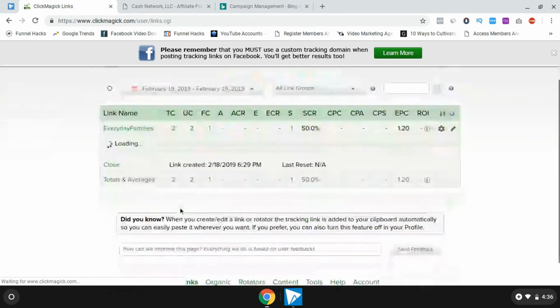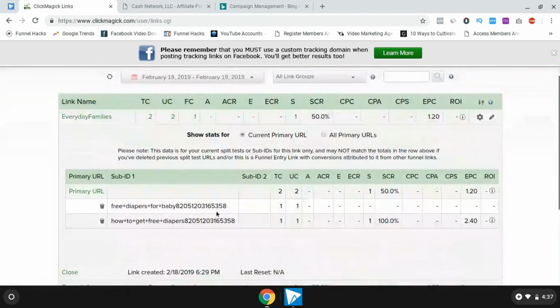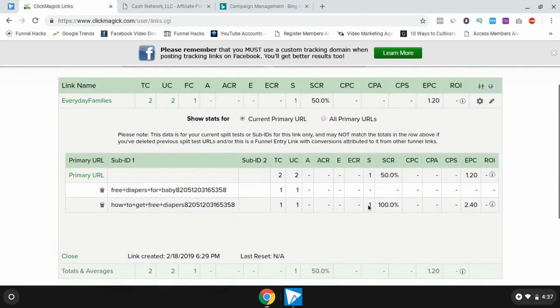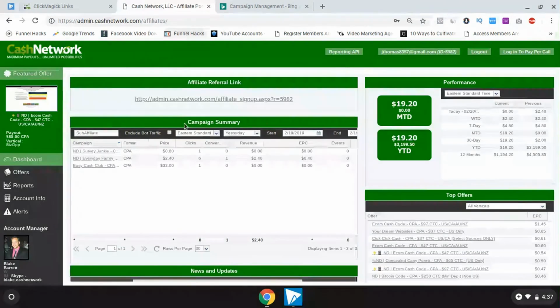Let's see which keyword got us the sale or commission or whatever. As you can see, how to get free diapers. We only tested 1 ad because I think on my second ad there was an error when I was setting it up, so I didn't get to split test it. But whatever, man. We got a conversion. Let's go over and check it out on Cash Network. Make sure it checks out.